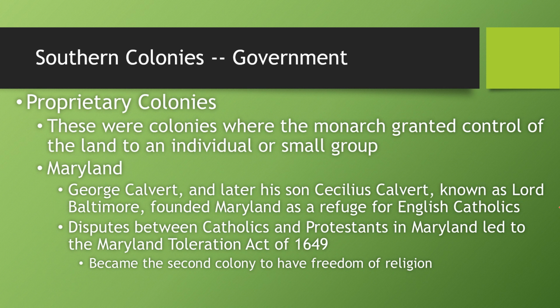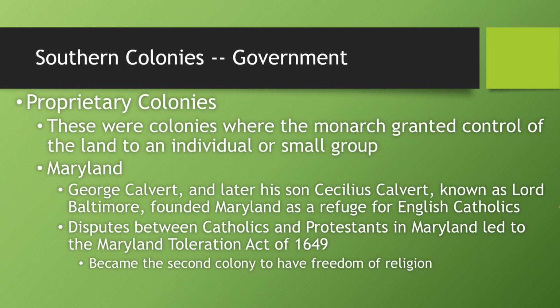There were also some proprietary colonies in the Southern Colonies. A proprietary colony is a colony where the monarch granted control of the land in the colony to an individual or a small group. Maryland was one of these. A British nobleman by the name of George Calvert, and then later his son Cecilius Calvert, were both known as Lord Baltimore. George was Lord Baltimore I, Cecilius was Lord Baltimore II.